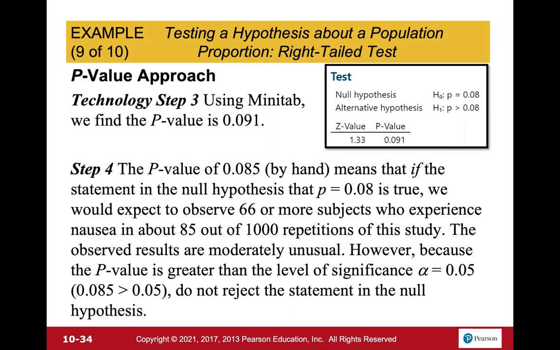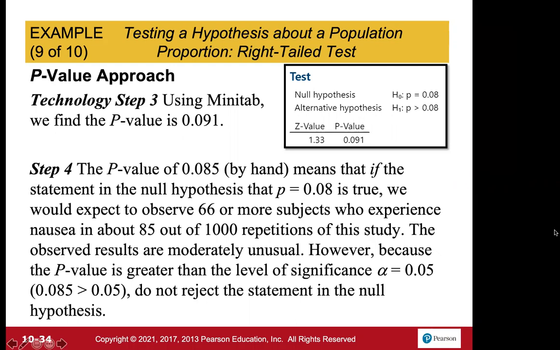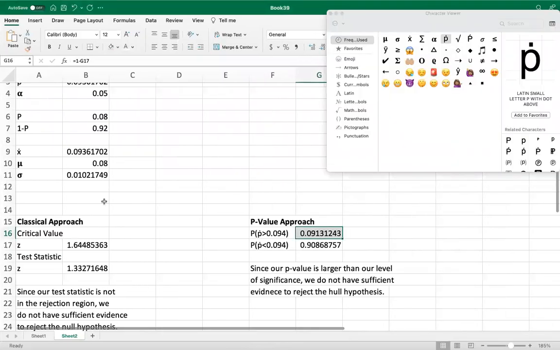The observed results are moderately unusual. So remember what we talked about: when alpha is more than 10%, it doesn't raise any eyebrows. When alpha is less than 10%, that's when we start thinking maybe there is some truth to this. Maybe we could state something here. That's why we use the p-value approach in this case, because here it looked kind of similar.